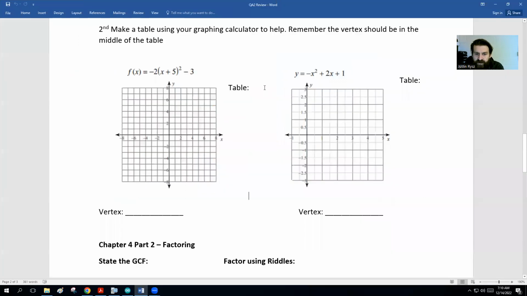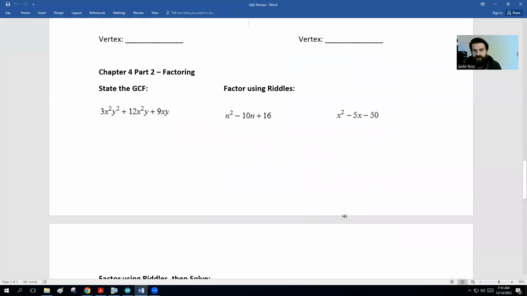Okay. So moving on to the next part of our chapter 4, our quarterly, we have our factoring. So part 2, we went through a lot of different types of factoring. First thing we did was GCF factoring. So greatest common factoring, you're going to look at all 3 numbers here. We got 3, 12, and 9. Try to figure out the biggest number that we can divide them all by. We can divide everything by 3.